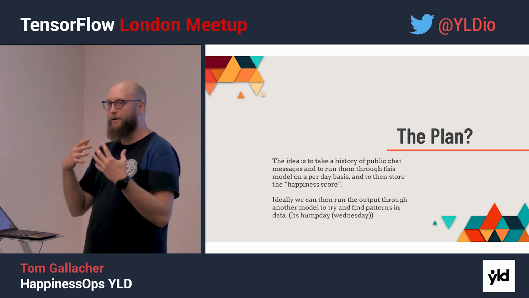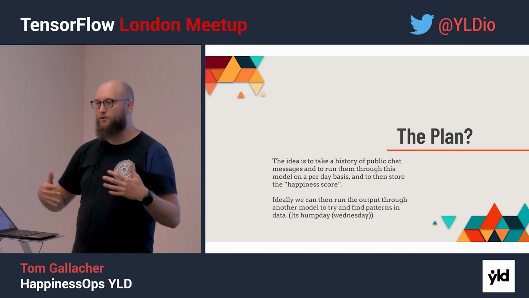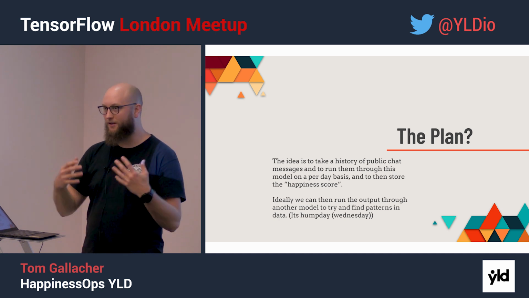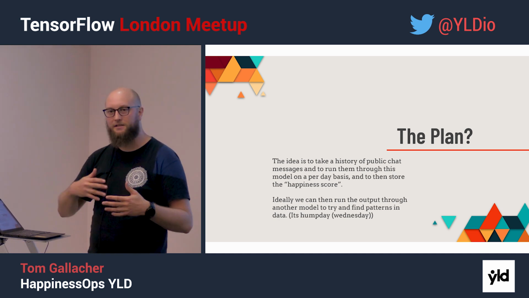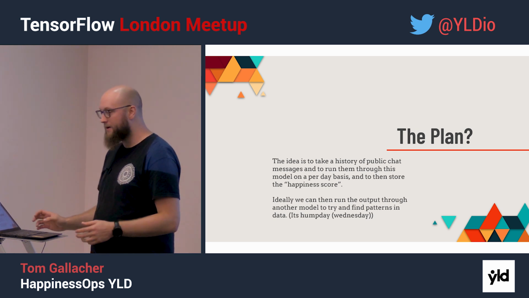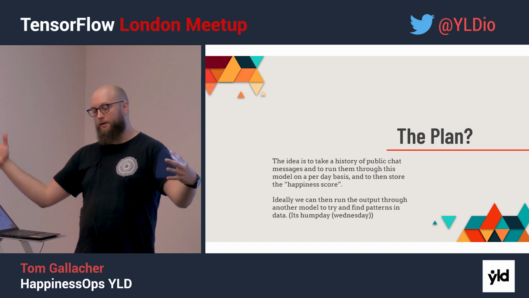Ideally, I wanted to find patterns in whether there are particular things that cause happiness, like a Wednesday hump day. If it's the middle of the week, people are starting to be a bit down. Do messages become more aggressive, terse, and does that flag up? This is step one, the analytics stage.